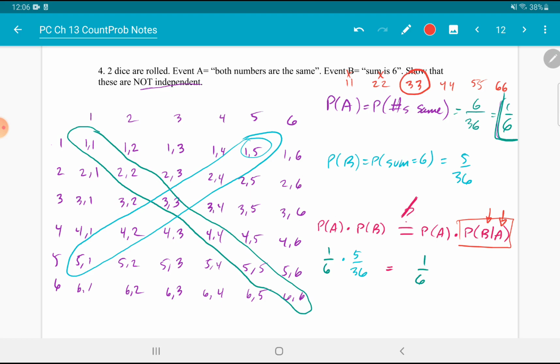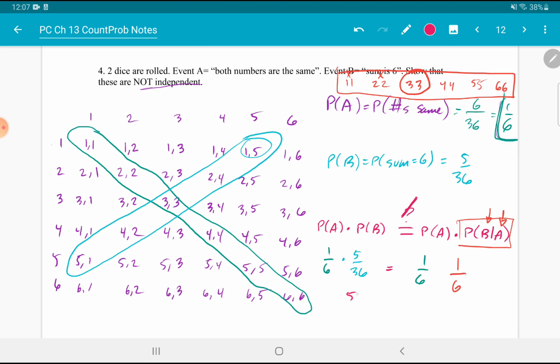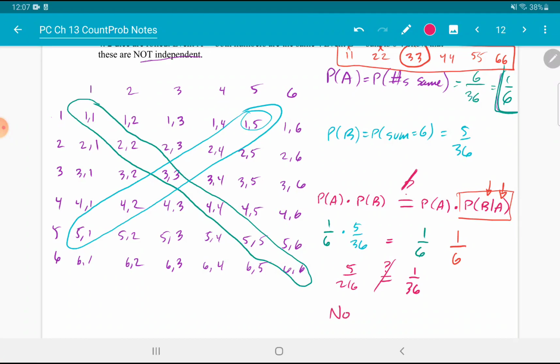So the probability of event B, getting a sum of 6, given that you actually have the numbers being the same, is, in this case, 1 out of, how many total do we have there? 6 chance of getting that probability. Okay, so if we just do the math here, we just go ahead and multiply, 5 over 216. Is that equal to, well, we can definitely see this is not equal to 1 over 36. And therefore, these are not independent events.